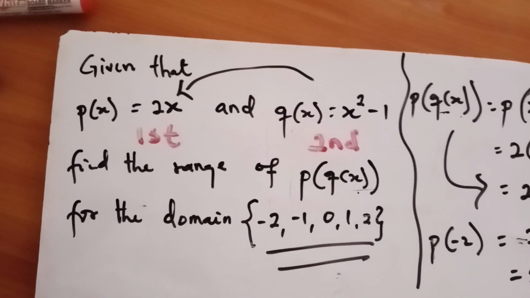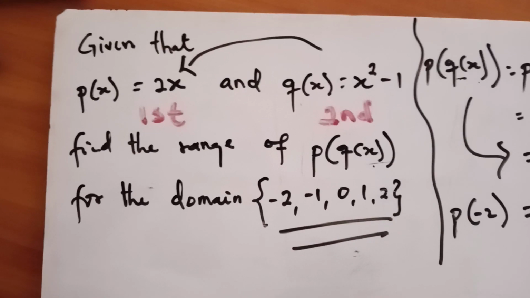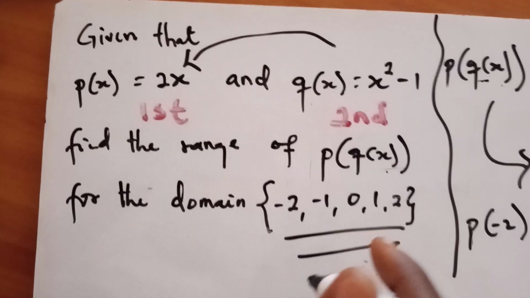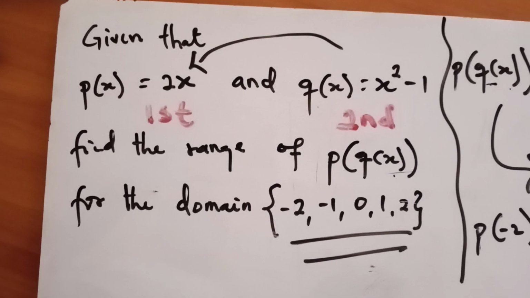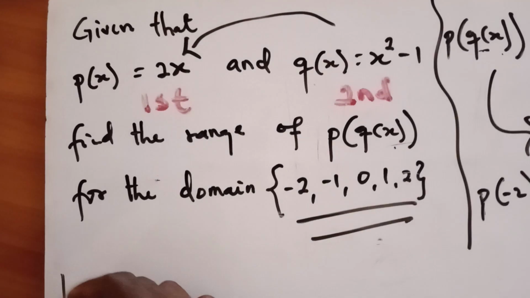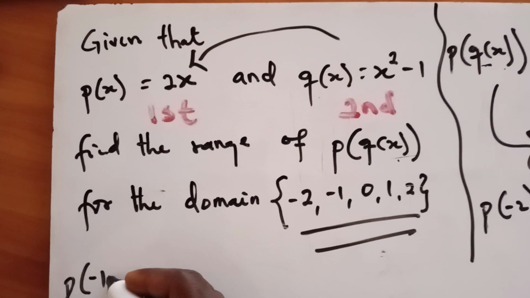So, congratulations for just trying, right? Is that okay? Now there's a very, very important thing. That's why you need to stick to the end of the video and check that. So P of what? Negative one.